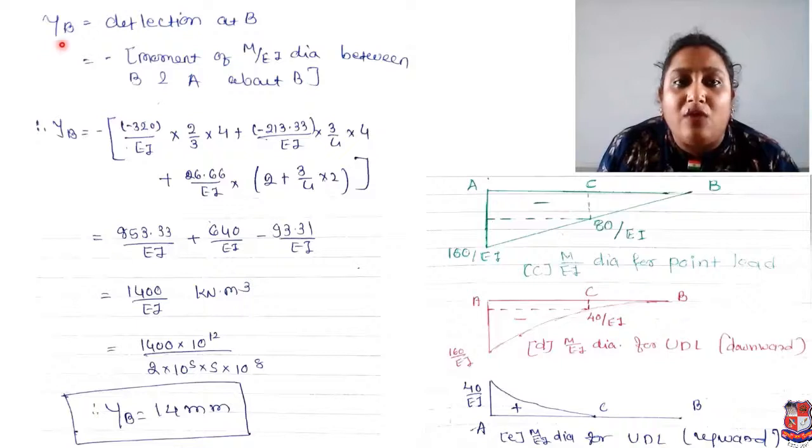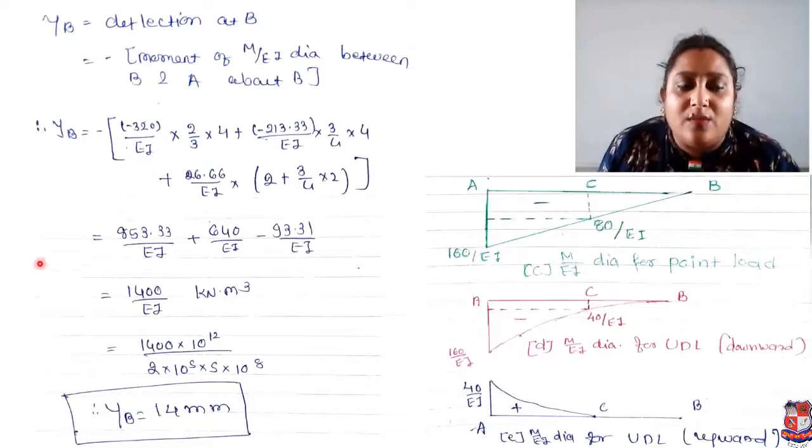Now we have to go for YB, the deflection. So YB is equal to the deflection at B, meaning the moment of the M upon EI diagram between B and A about B. So again we have to consider the moment of the M upon EI diagram, meaning what we require? We require the distance of the CG.